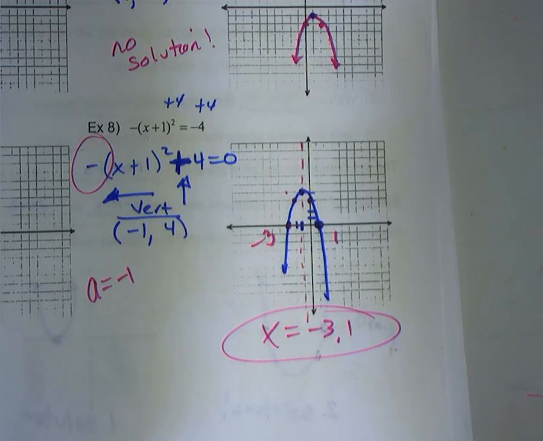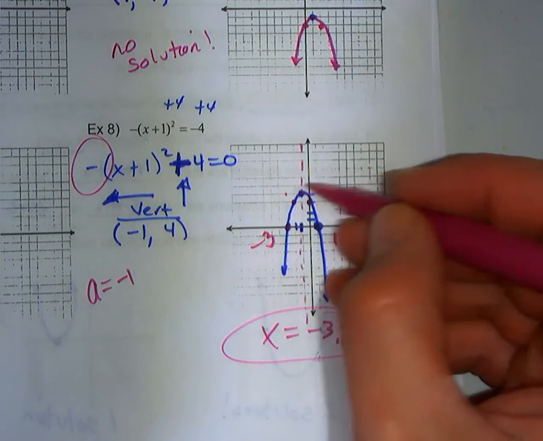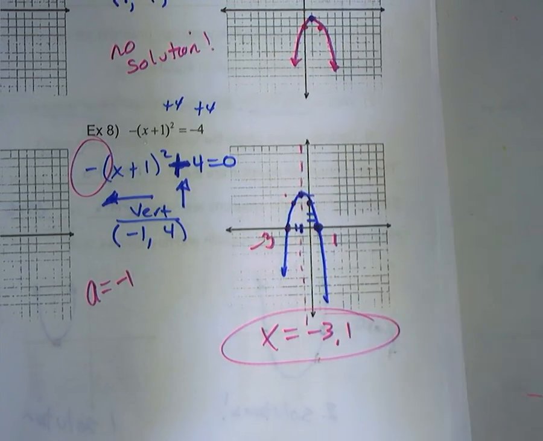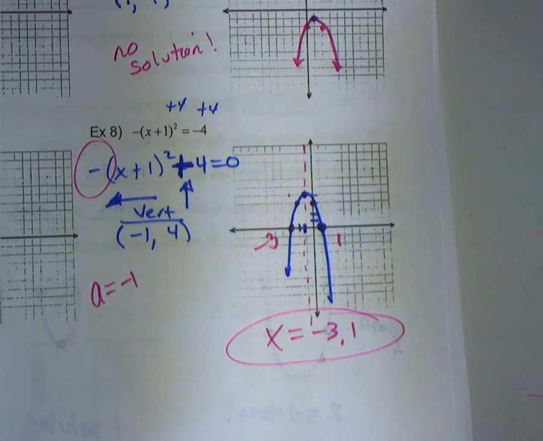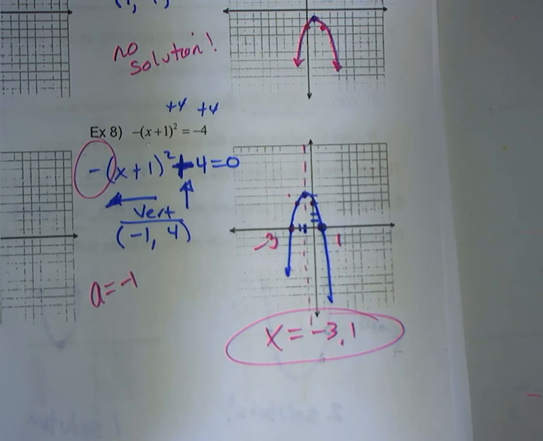Yes, ma'am. From the vertex, over 1, down 1. Over 2, down 4. Because 2 squared is 4. Always from the vertex. Yep, always from the vertex. So if I want to go over 3, start at the vertex. Over 3, down 9. Because 3 squared is 9. Over 4 from the vertex, down 16. Because it's negative.